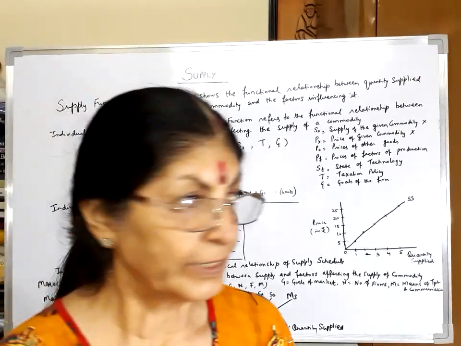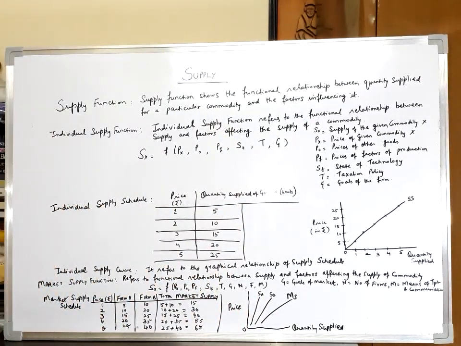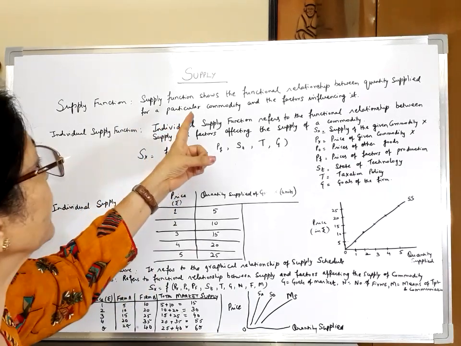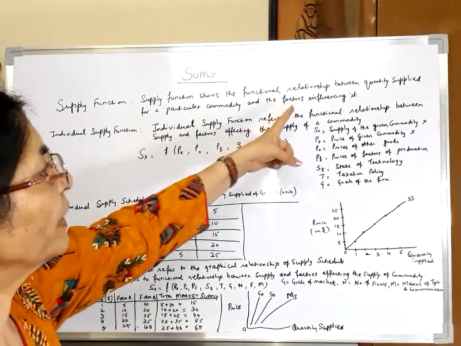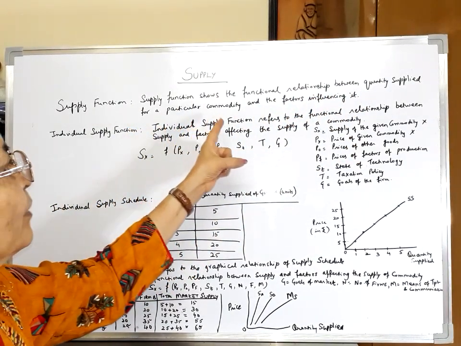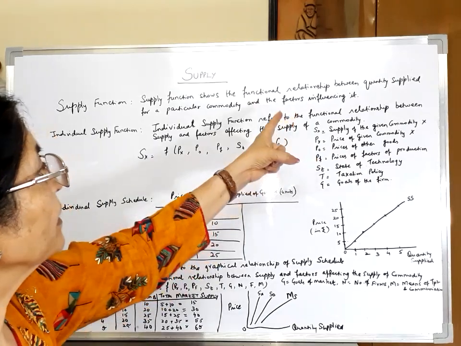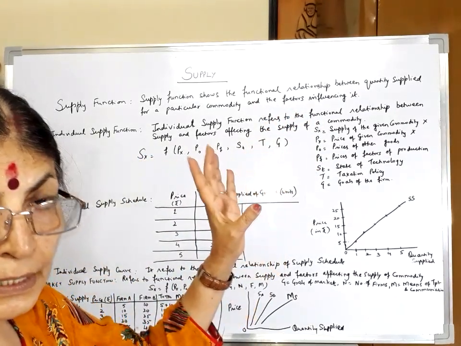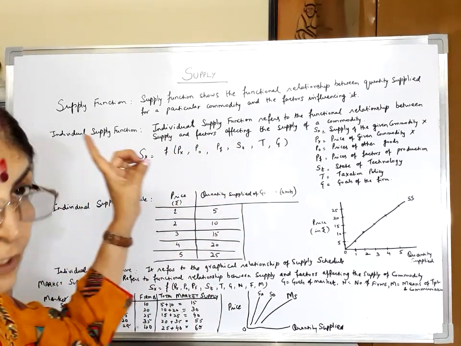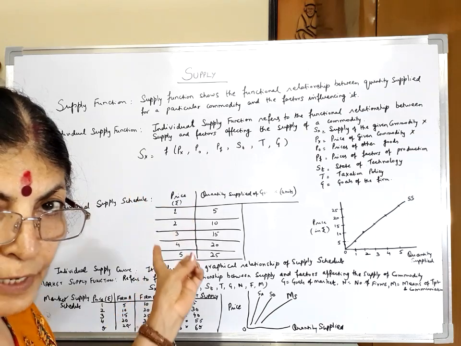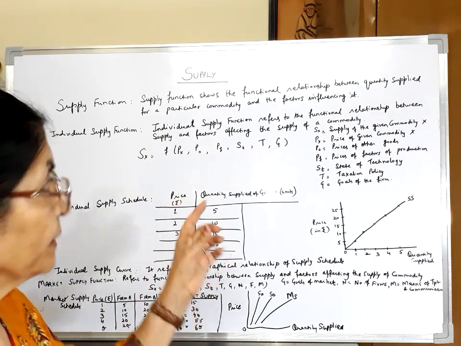Continue, dear children. I have prepared the supply function, written it clearly for you. Supply function, children, shows the functional relationship between quantity supplied for a particular commodity and the factors influencing it. So, what are the factors that influence supply? They are with respect to individual supply as well as market supply. And for your benefit, I have written all the factors.